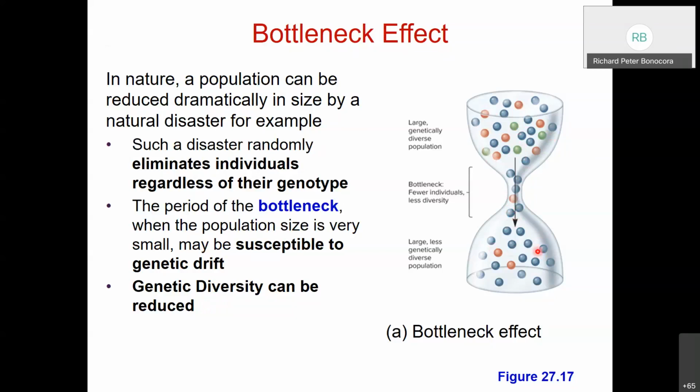And now the population is expanding, but the genetic diversity that existed in the original population does not exist in this new population, derived from this original one, but having gone through this catastrophic bottleneck effect.